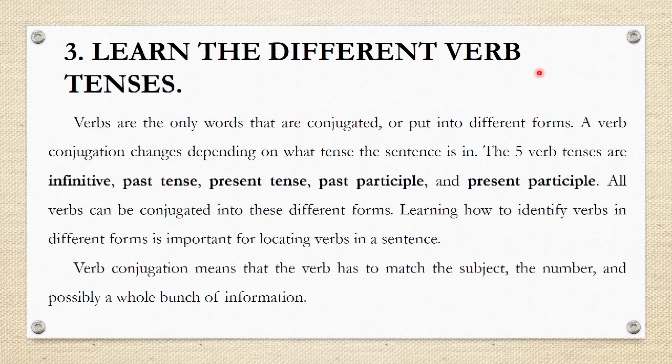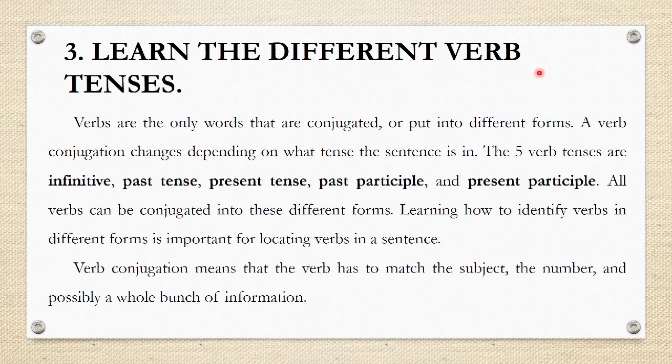Next we have, learn the different verb tenses. Verbs are the only words that are conjugated or put into different forms. A verb conjugation changes depending on what tense the sentence is in. There are 5 verb tenses and those are infinitive, past tense, present tense, past participle, and present participle. All verbs can be conjugated into these different forms. Learning how to identify verbs in different forms is important for locating verbs in a sentence.